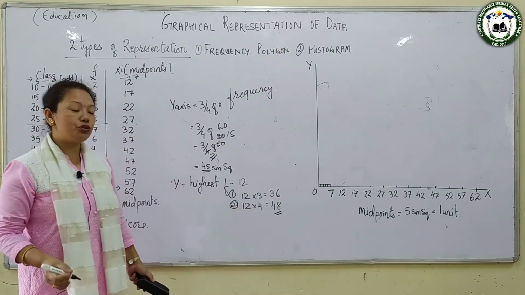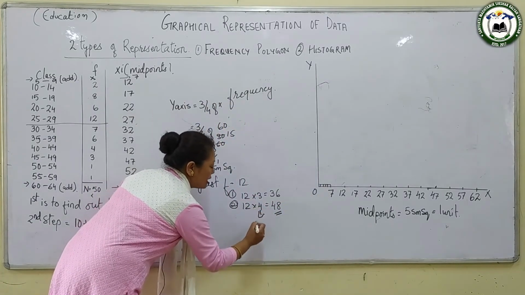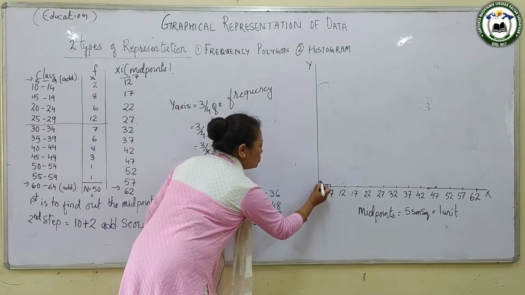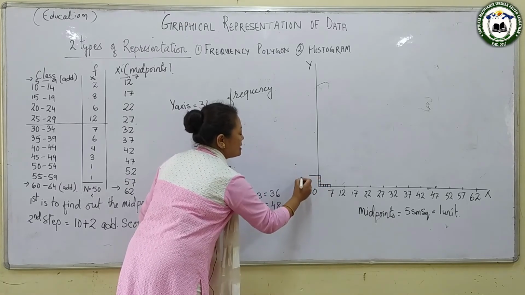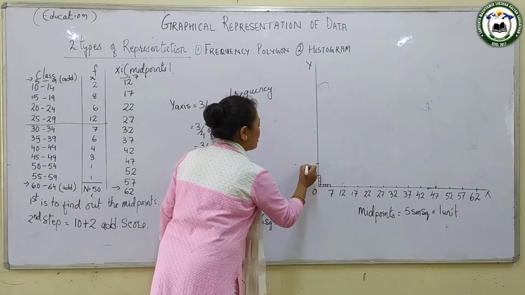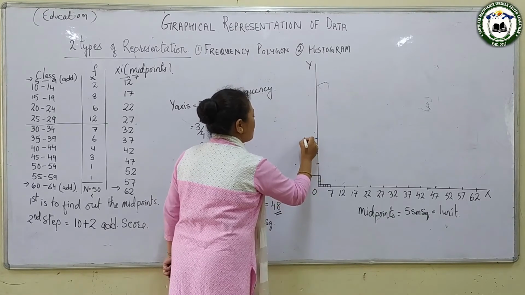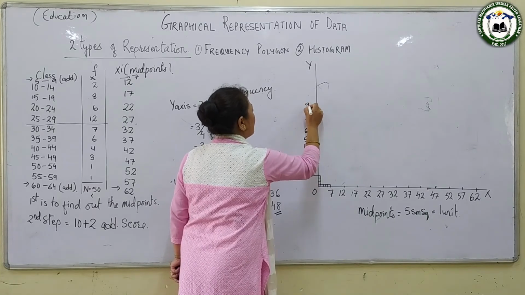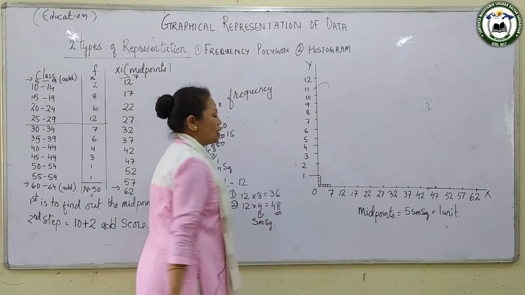Okay, now 48. When you take the y-axis, you have to take 4 small squares. Understood? Right? Now I have got 1, 2, 3 and 4. So I'll write, this is my frequency 1. Likewise again 4, then frequency 2, again 4, frequency 3, 4, likewise 5, 6, 7, 8, 9, 10, 11 and my highest frequency is 12.